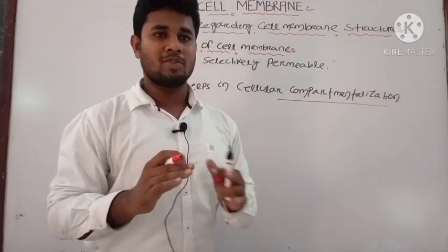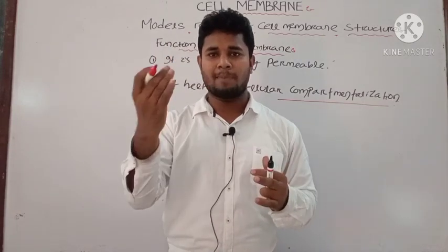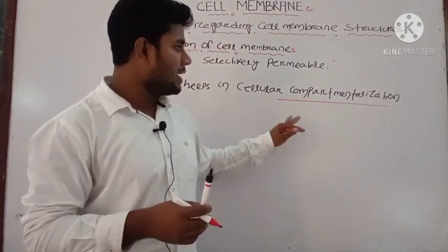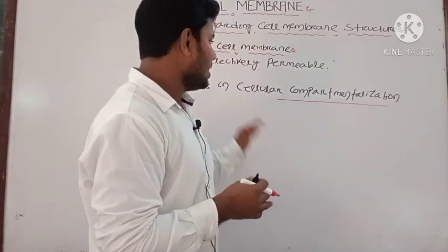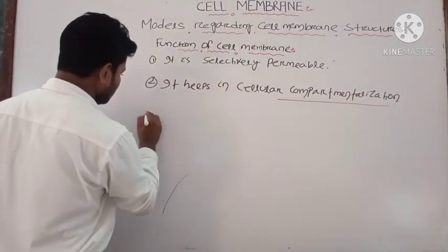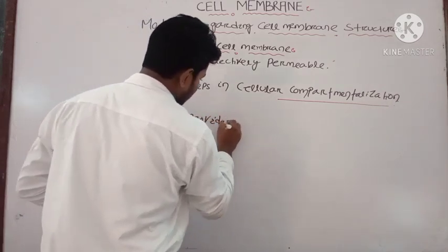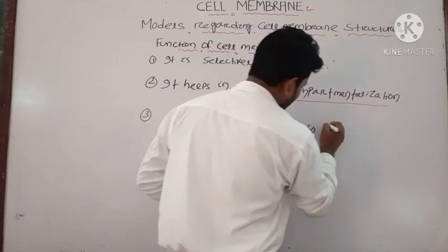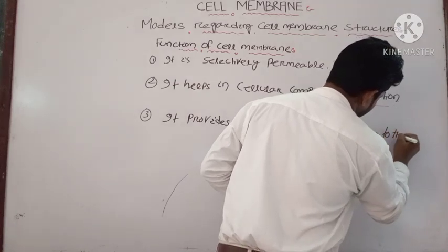Here, the plasma membrane is the outer covering in the animal cell, and in the plant cell it is present after the cell wall. It provides protection to the cell organelles present inside your plasma membrane. That's why it is called your cellular compartmentalization. The next point is, it provides shape to the cell and also protection.